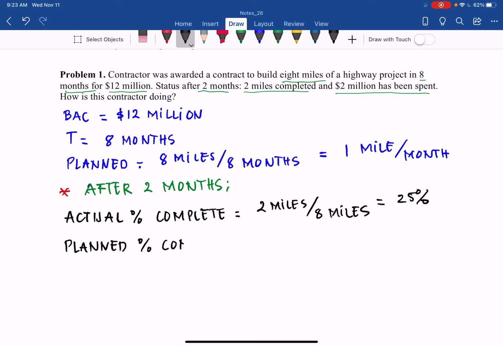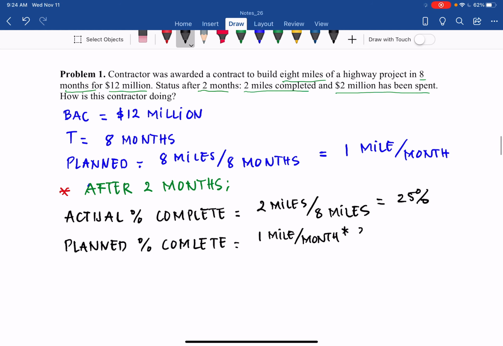We also need to determine the planned percent complete. We already determined the plan is 1 mile per month. Then for 2 months, the plan should be 2 miles. Then what is the planned percent complete? It will be equal to 1 mile per month times 2 months, divided by the total 8 miles. So the planned percent complete is 25%.